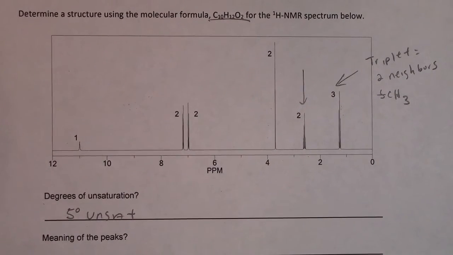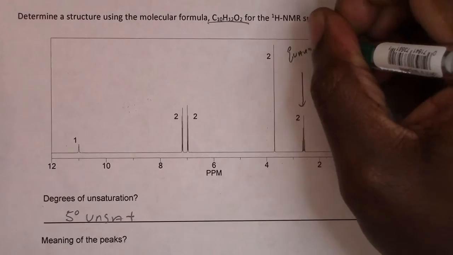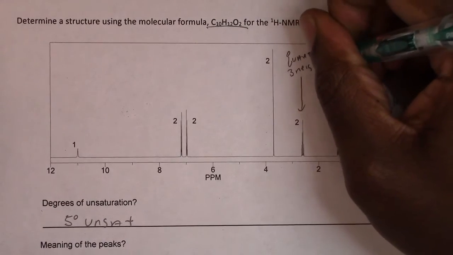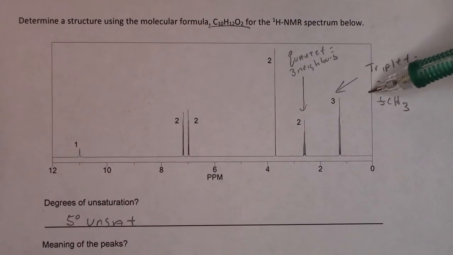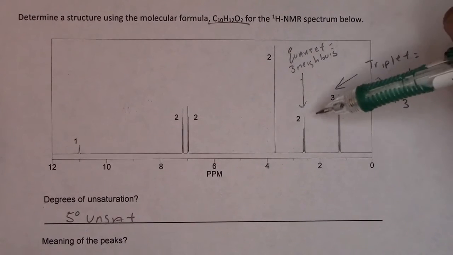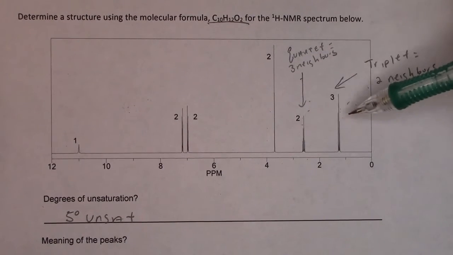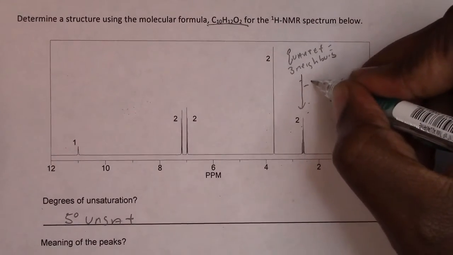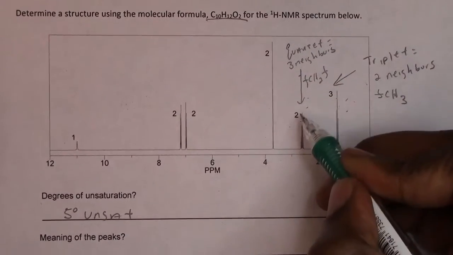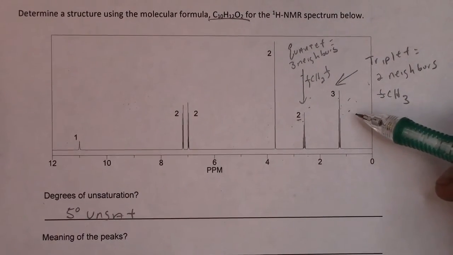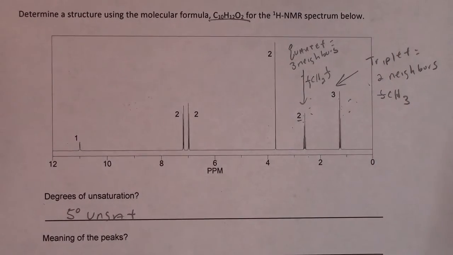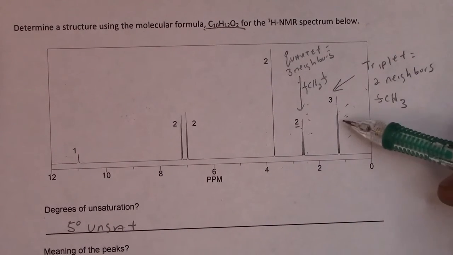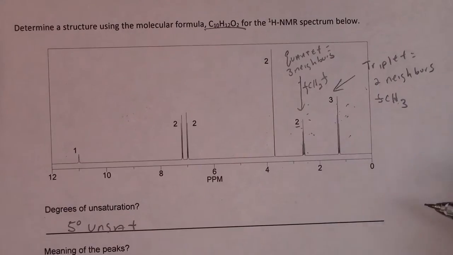Now let's take a look at this peak. This is a quartet, and we know that a quartet means that we have 3 neighbors of a different type. Now note, we have a triplet and a quartet. Most likely, these 2 structural features will be connected together, because here we have a CH3, and here we have most likely a CH2 because of the integration value of 2. And since this has a CH3 and this has a CH2, this is a quartet and this is a corresponding triplet, most likely these 2 are connected. So most likely the CH2 and CH3 are connected to one another.